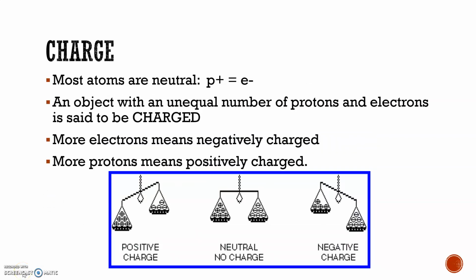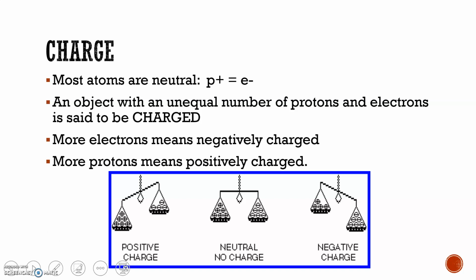Most atoms are going to be neutral because they have the same number of protons as they do electrons. But if you lose or gain electrons, your atom is going to become charged. If you gain electrons, you'll have more of a negative charge, becoming negatively charged. And if you lose electrons, that means you're going to have more protons, meaning you'd become positively charged.